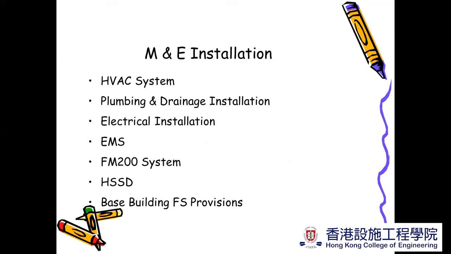The M&E installation here includes the HVAC system, air conditioning, plumbing and drainage, and electrical installations. EMS is the energy management system, or sometimes building management system. Then there is FM 200, which is for the fire suppression system, a gas system. HSSD, sometimes called VESDA, is the highly sensitive smoke detector system. And then, of course, the base building's fire services provisions, like the fire sprinklers, fire hose reel, and break glass units.